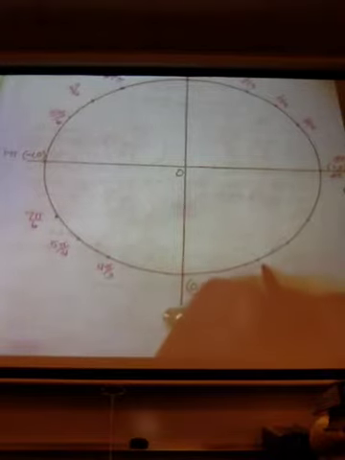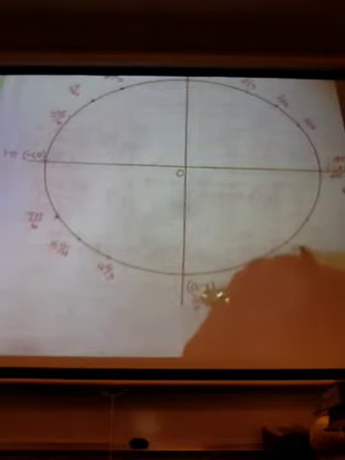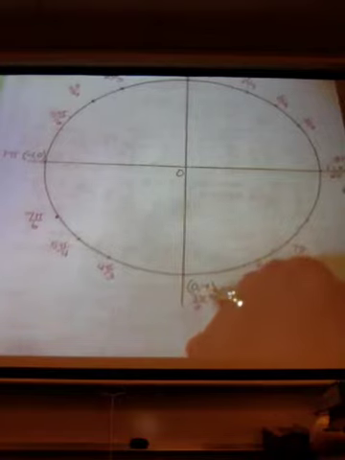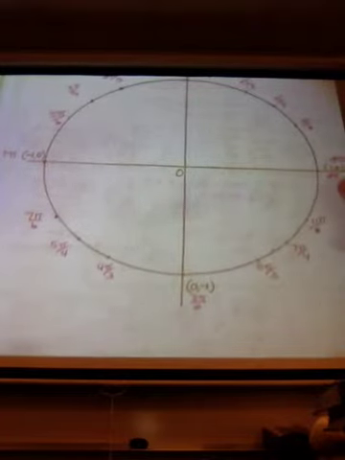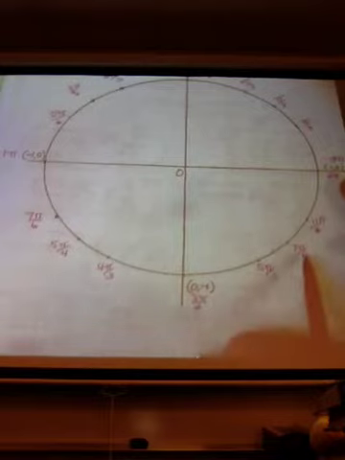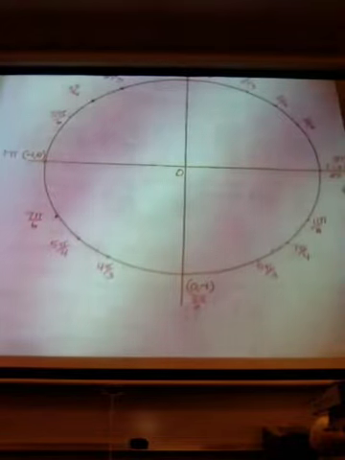The next one would be 5 pi over 3. We'd have 7 pi over 4. And we'd have 11 pi over 6. And then we have 2 pi. So it goes 1 1/2, 1 2/3, 1 3/4, 1 5/6, 2 pi. Does that all make sense? That makes the whole circle.